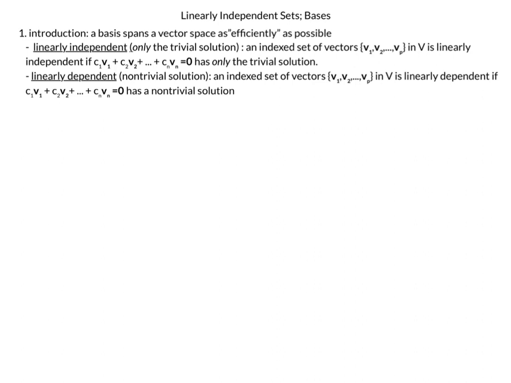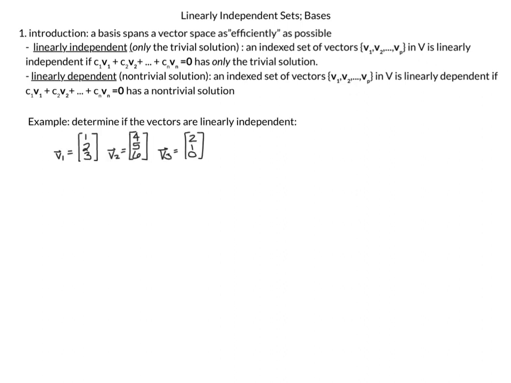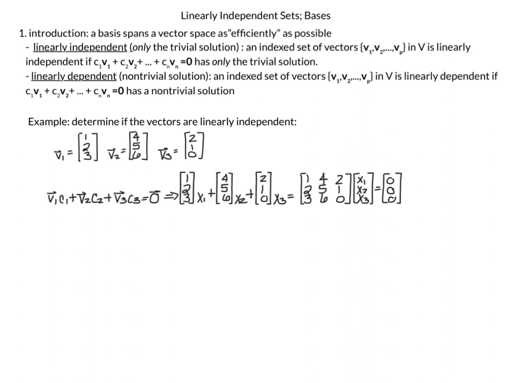So let's look at an example just to review the ideas of linearly independent and dependent. Our first example is to determine if the vectors are linearly independent, where v1 is equal to 1, 2, 3, v2 is equal to 4, 5, 6, and v3 is equal to 2, 1, 0. To see if they're linearly independent, we need to write out this homogeneous equation. So we'll do c1 times v1 plus c2 times v2 plus c3 times v3 equals our 0 vector.